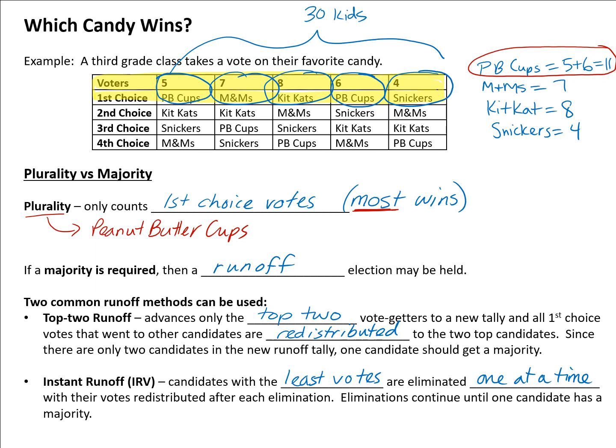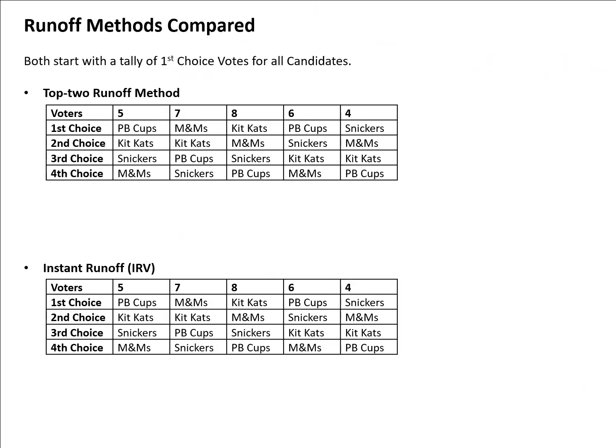Well, in our example here, with peanut butter cups, since there were 30 kids, to get a majority, we need over half. Half is 15, so you need more than 15 votes. Peanut butter cups only got 11, so peanut butter cups did not have a majority. So technically, if you required a majority, you would go to a runoff. So let's examine a runoff next. Let's compare these 2 runoff methods with this example of candy and a 3rd grade class. All right, so the first runoff method is top 2, and the second one is instant runoff.